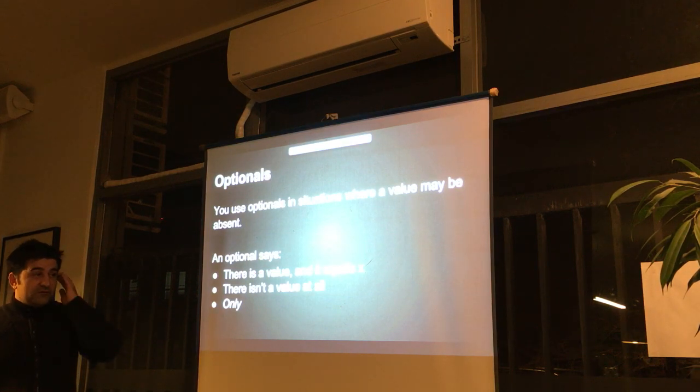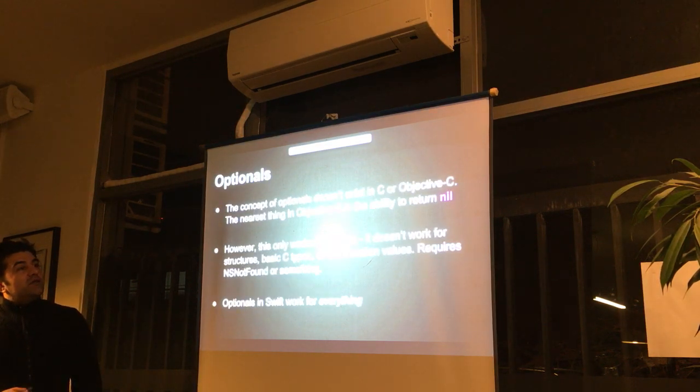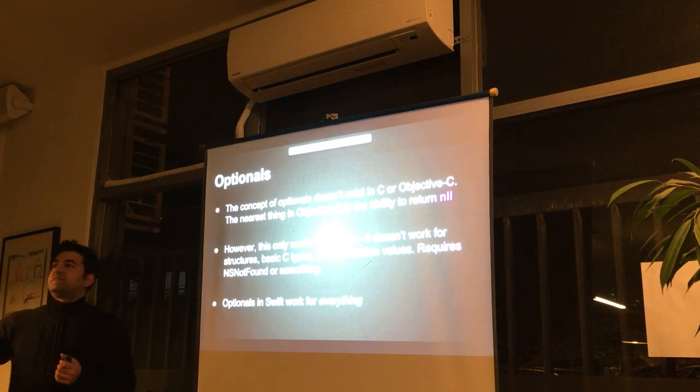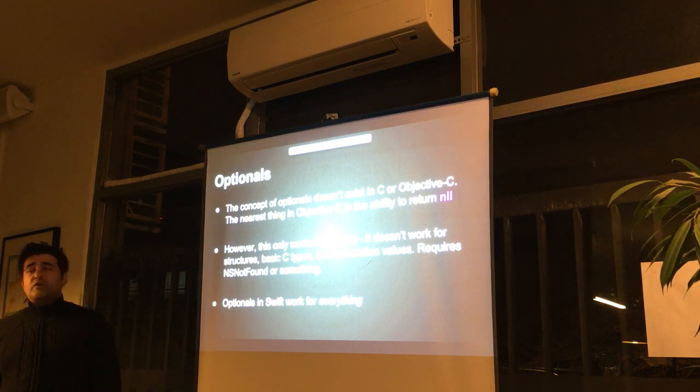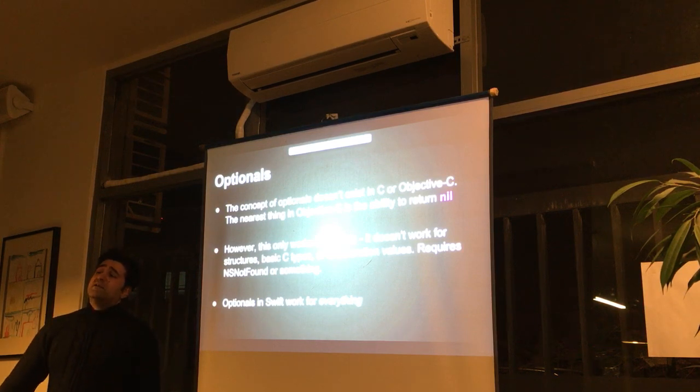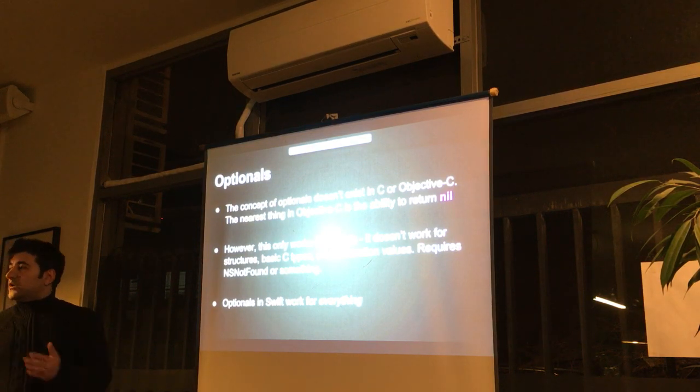So, you know, an optional says there's a value and it equals X, or there isn't a value at all, and that's it. The concept of optionals doesn't exist in Objective-C, yeah? The closest thing is the nil keyword, but as you know, the nil keyword only applies to NSObject inherited objects, not to native primitive types. In Swift, anything can be an optional. And as a matter of fact, it's worth mentioning here that Swift doesn't have primitive native types. Everything is an object, or whatever you call it, so you can work with every single type there is, like it says on the third bullet point.